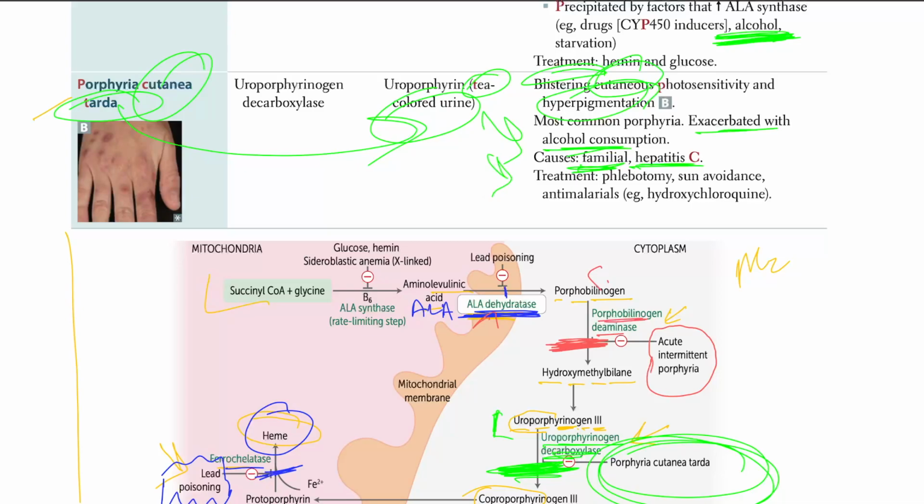Treatment. You have phlebotomy. You can do sun avoidance or anti-malarials, hydroxychloroquine. Okay, so that's pretty much it for Porphyria Cutanea Tarda.